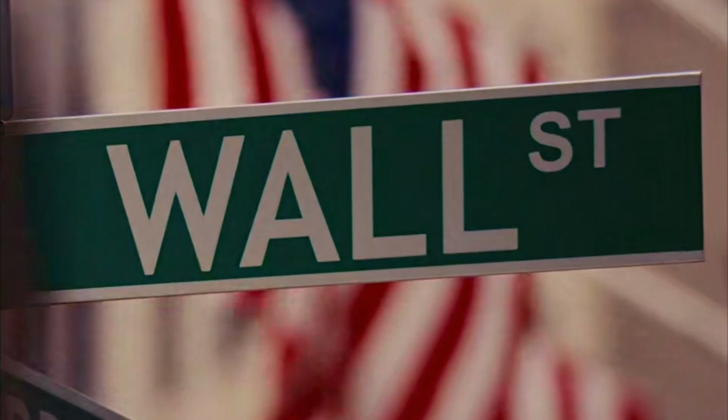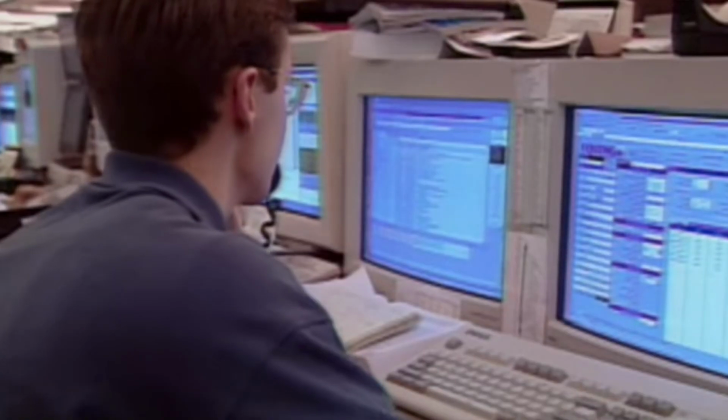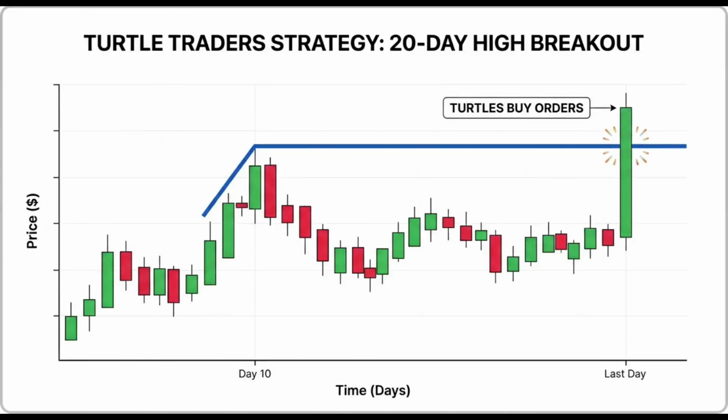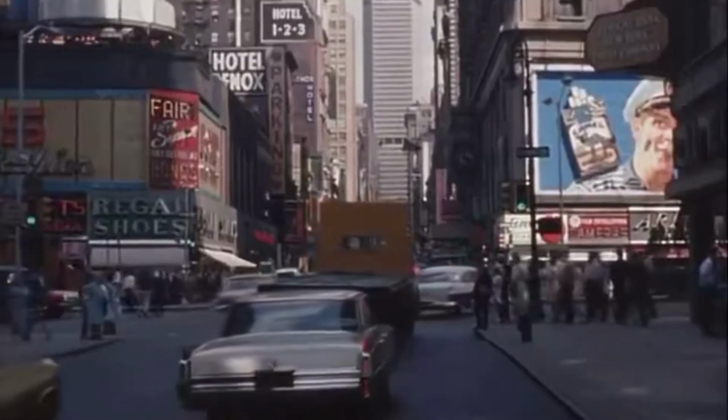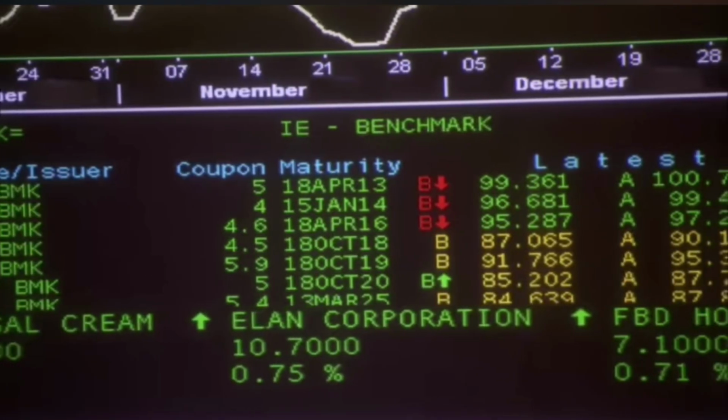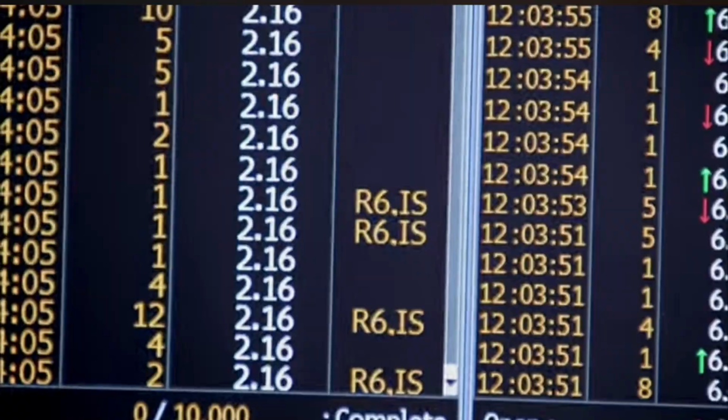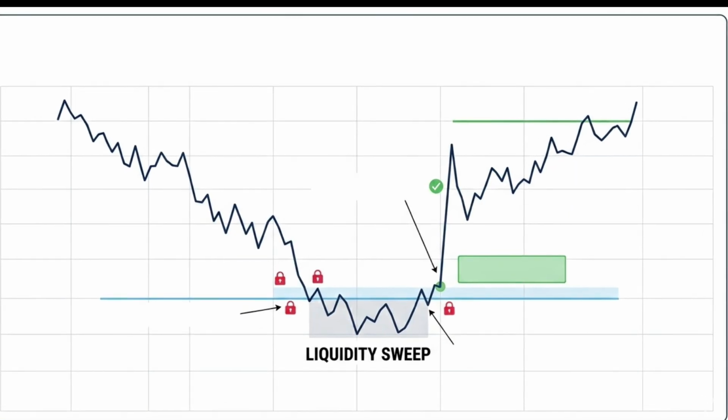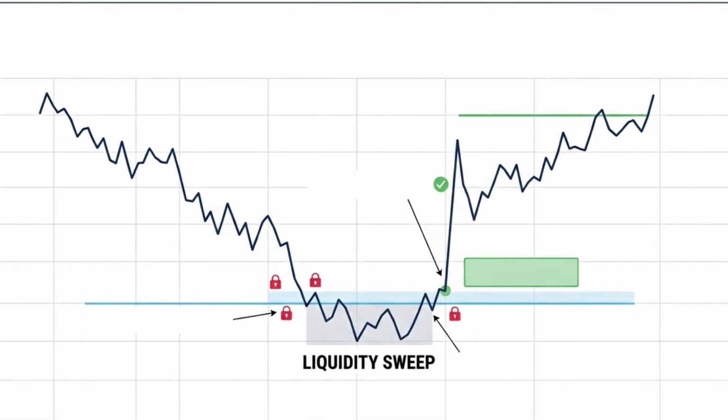But then, Wall Street caught on. Institutional floor traders realized that the Turtles had become a massive, predictable, and highly visible target. They knew exactly where the Turtles' buy orders were sitting. And in the 1990s, Wall Street turned the Turtles' golden rule into a deadly psychological trap. Today, you're going to learn how Wall Street broke the most famous trading system in history and how a brilliant counter-strategy called the liquidity sweep strategy replaced it.